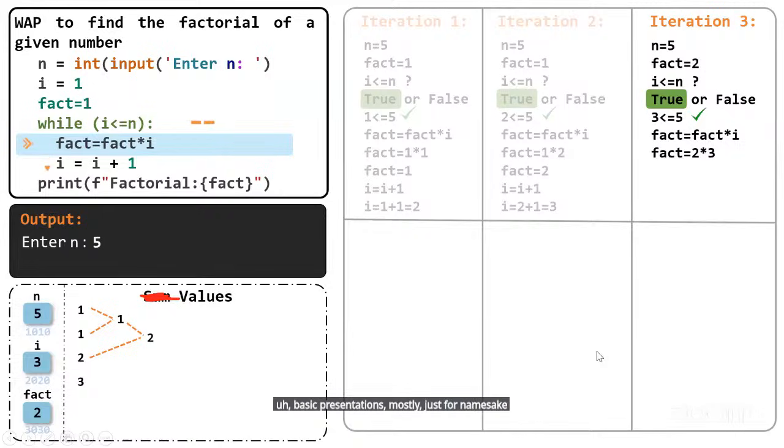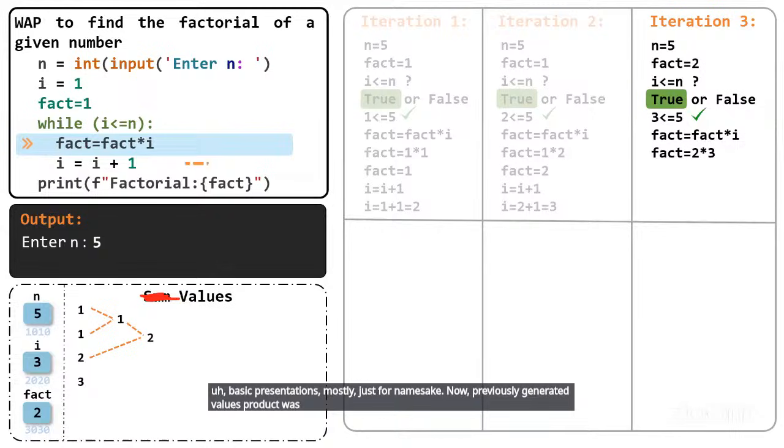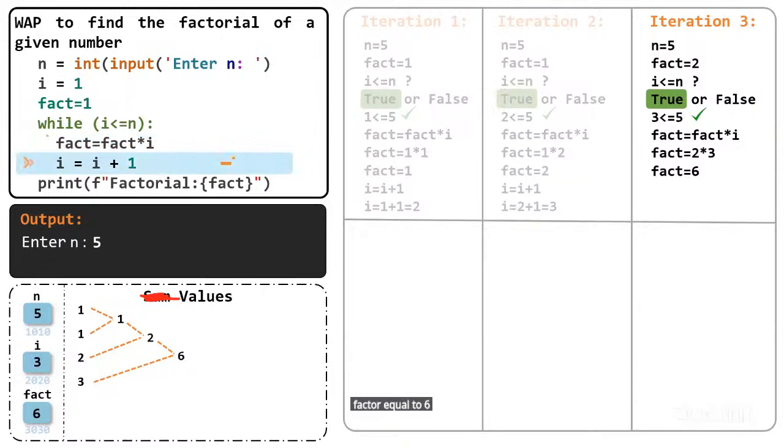Now, the previously generated product was 2. The newly generated value is 3. Now 2 into 3. We are carrying the previous values to the next iteration. 6 we got. Fact equal to 6. That's it. Next line of the loop. I equal to I plus 1. I value updated to 4.